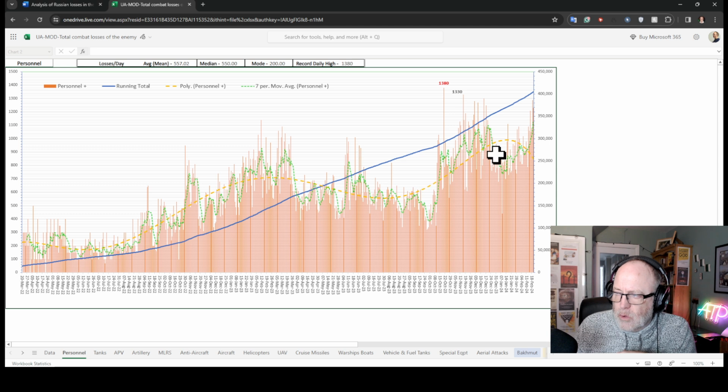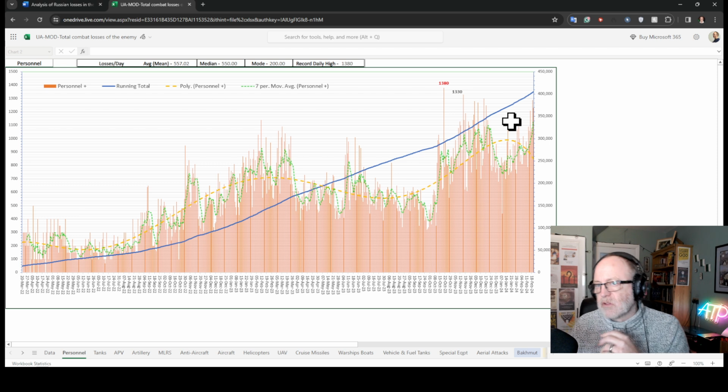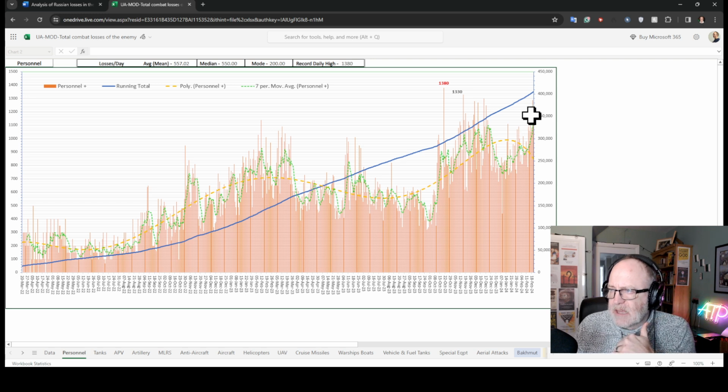And then we get to Avdiivka. So you can see Avdiivka has been incredibly costly for the Russians, in terms of their personnel losses, particularly in the October-November time period, and then drops a little bit in the end of December and January, and then has been ticking up quite a bit in the last few days as the Russians have gone on that full-fledged assault. And of course, that's not just Avdiivka, that is other places as well.